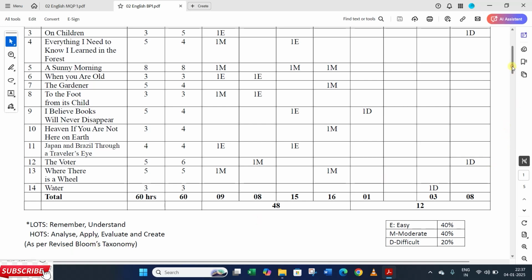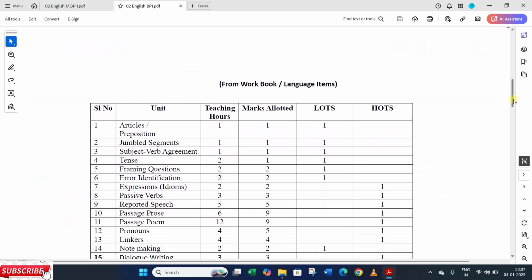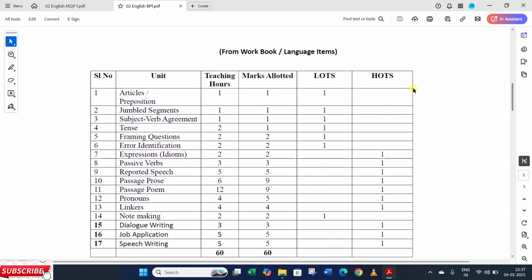So my students, this is what the course book has. Let us understand the language part. From the workbook, in the language part we can see grammar skill and writing skill.